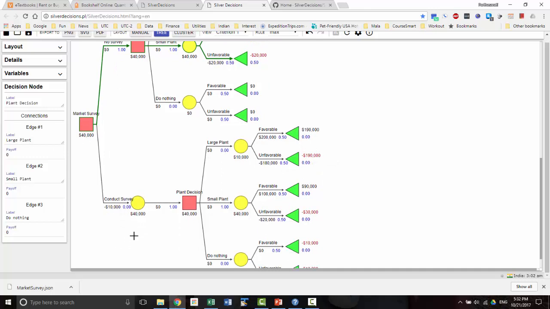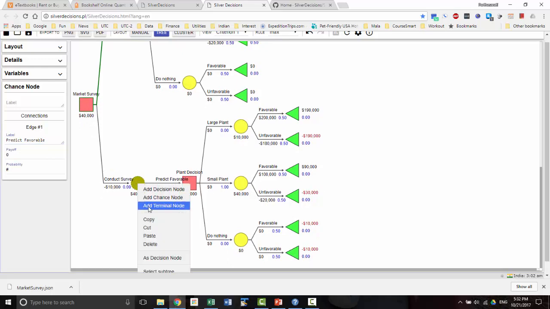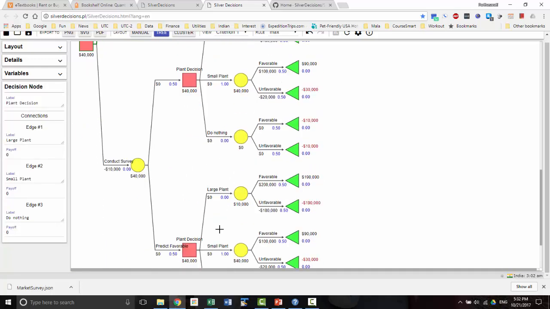Now I have an edge coming out of conduct survey. So click conduct survey, call it predict favorable. Now I need one more. Again, paste here. So let's click here. I'll put edge 1 as predict favorable and edge 2 as predict unfavorable.